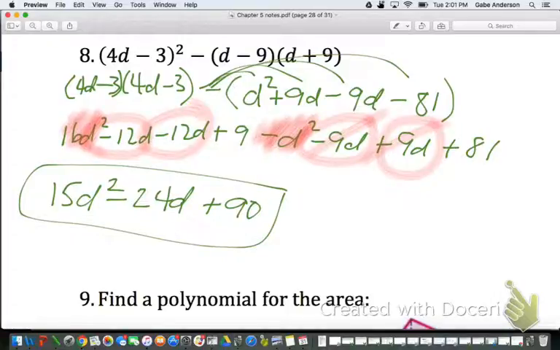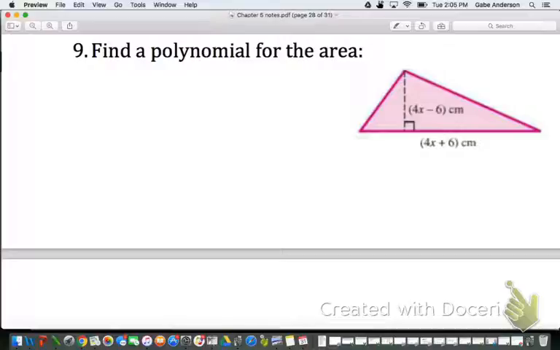We're going to do one more, and then I think it's good to revisit this. It says find a polynomial for the area. So we're talking about the area. It's a triangle. Does anybody remember the area formula for a triangle? Divided by 2, sure. So area is equal to base times height divided by 2. Is it okay with you if I write it as 1/2 times base times height? I'll make it a little bit easier.